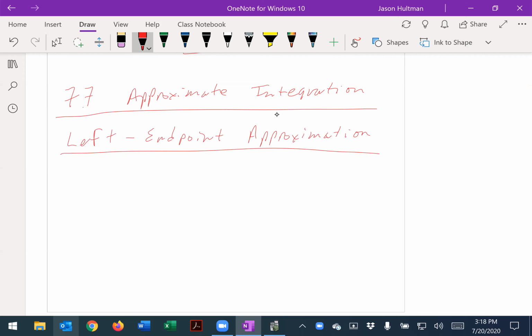Okay, so we have a function, and we want to approximate the area under the integral. And so let's say that this is our function here. It's a pretty bad function. Okay, say that this is our function.